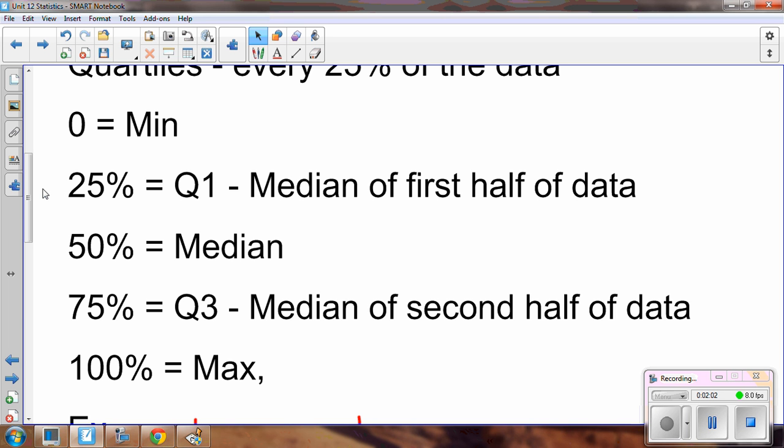So this is what we call the 5-number summary. You may have remembered this from algebra when we made box plots out of these numbers. So this is the 5-number summary.